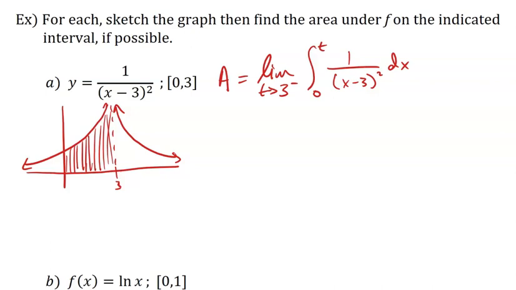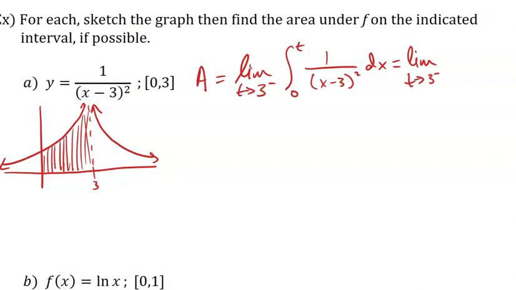Okay, so integrating this, if you want to write out the u substitution, you're welcome to, with u equals x minus 3. du is just 1 dx, so I don't need to rewrite that. So this is u to the negative second. Then my integral is equal to the limit as t approaches 3 from the left. And my antiderivative is going to be negative 1 over (x minus 3) to the first, and we're evaluating from 0 to t.